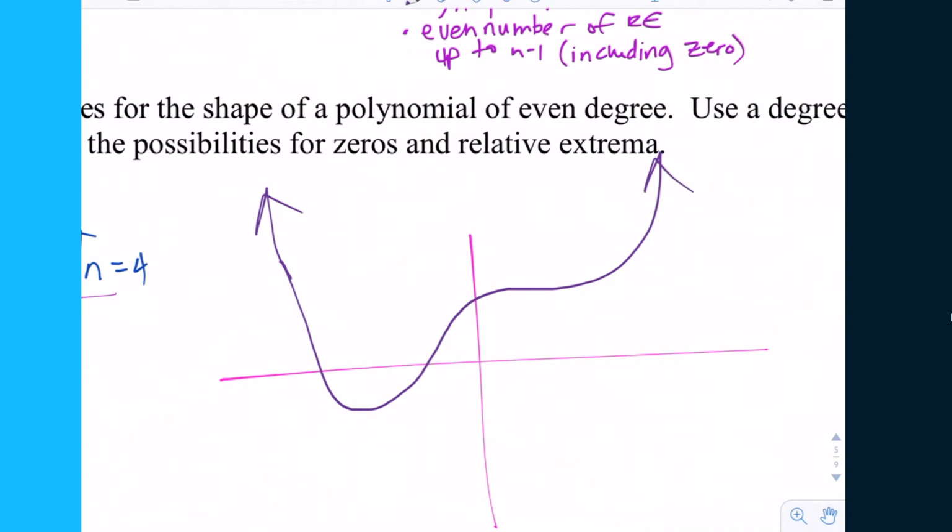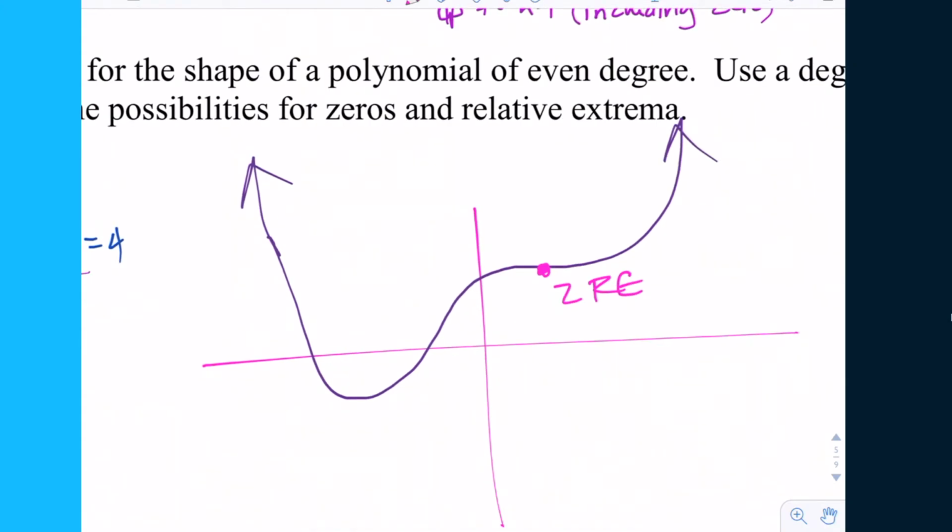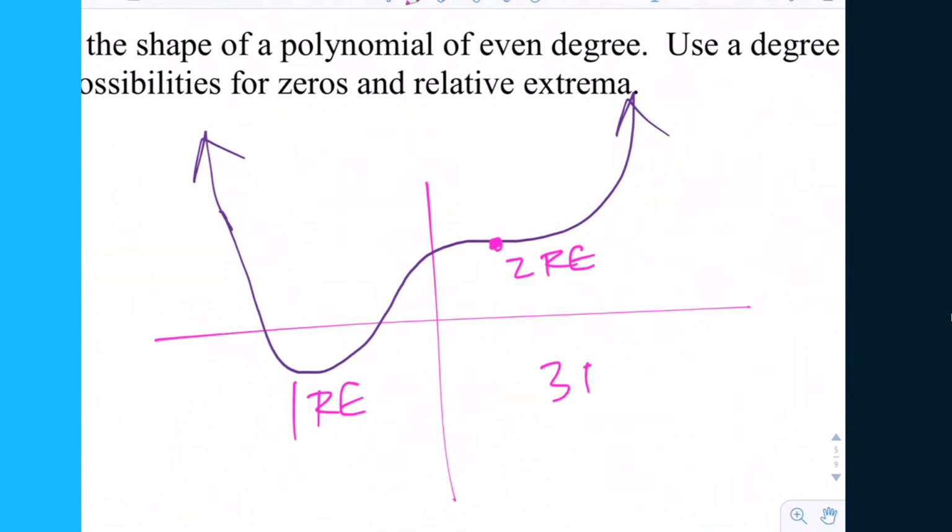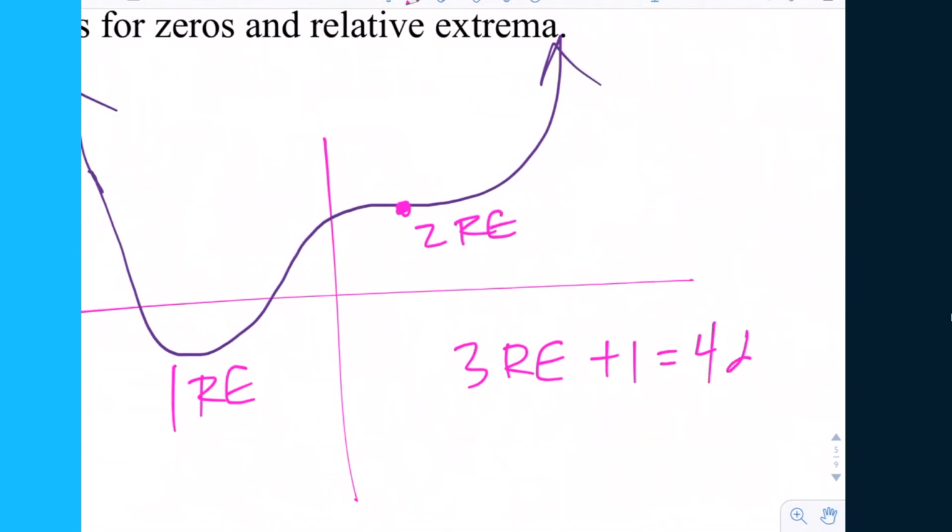What's this graph doing? Right here. It's wiggling. There's an inflection point somewhere about right here, where the graph goes from concave down like a frown to the left to concave up like a cup. That little point right there is going to be responsible for how many relative extrema? It's going to be responsible for 2 relative extrema and up to 3 real roots. So if that's 2 relative extrema plus the 1 relative extrema down here, that's 3 relative extrema, which means if you add 1 now, you're going to get the degree of 4.